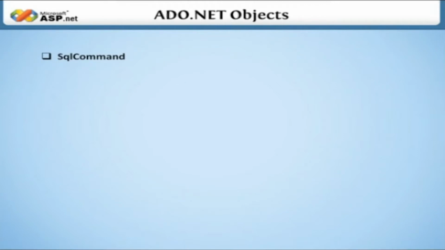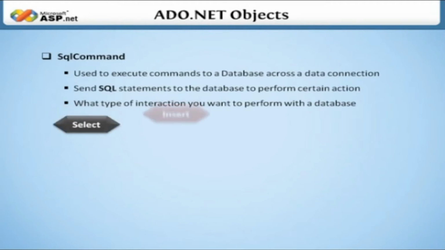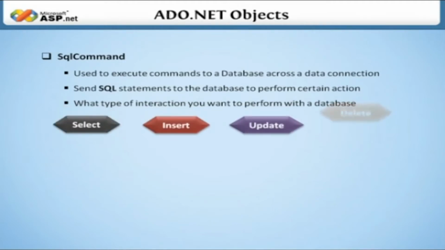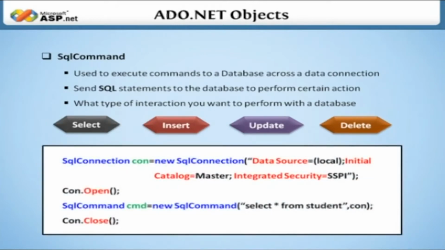SQLCommand. Command objects are used to execute commands to a database across a data connection. We can use command object to send SQL statements to the database to perform certain actions. It allows you to specify what type of interaction you want to perform with the database. For example, you can use select, insert, update, and delete commands on rows of data in a database. And this is the code for creating SQLCommand object.